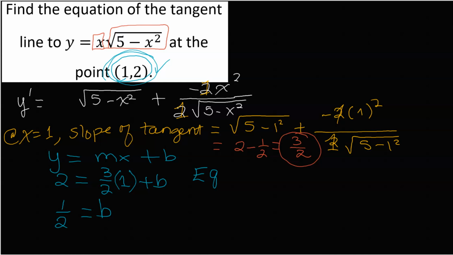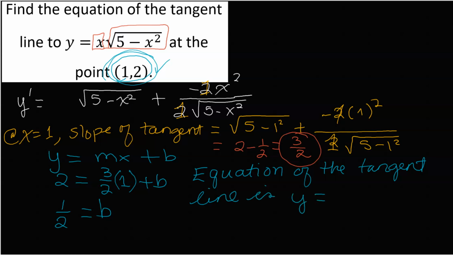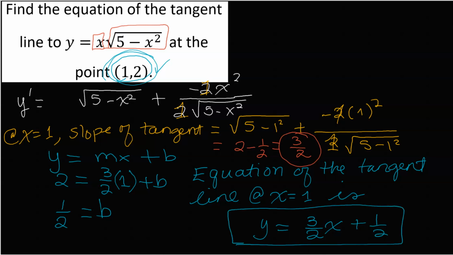So then to answer the question, the equation of the tangent line, or more specifically, the equation of the tangent line at x equal to 1, is y equals 3 over 2 x plus 1 over 2. And that is my final answer to this question.